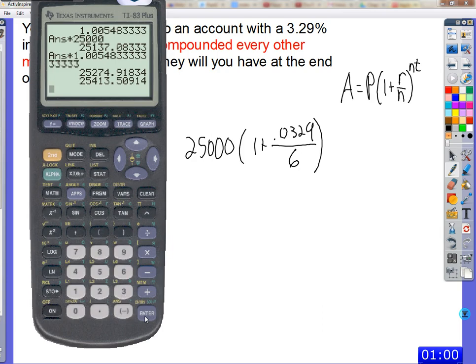So we get this little bit of that 3.29% every 2 months. A sixth of it here, we get a sixth of that for another 2 months, and after another 2 months, and another 2 months, and another 2 months.